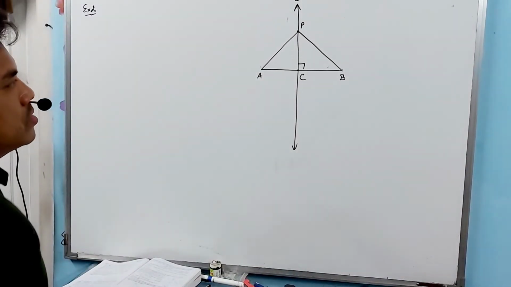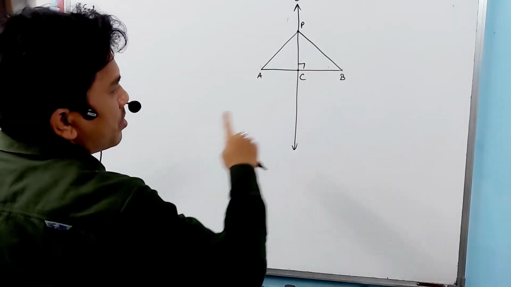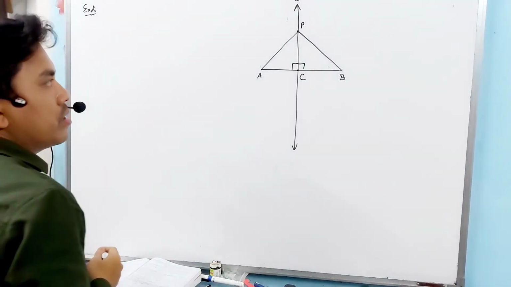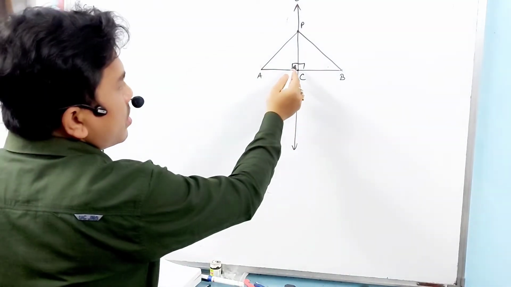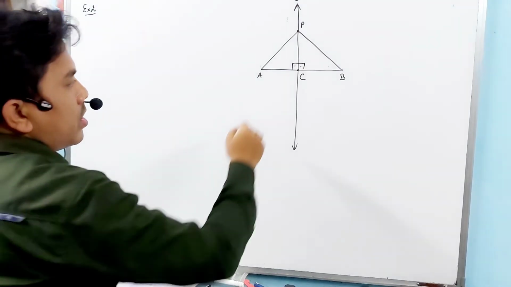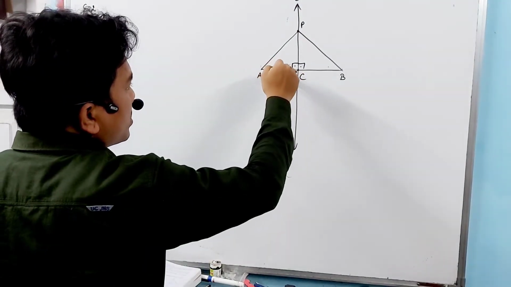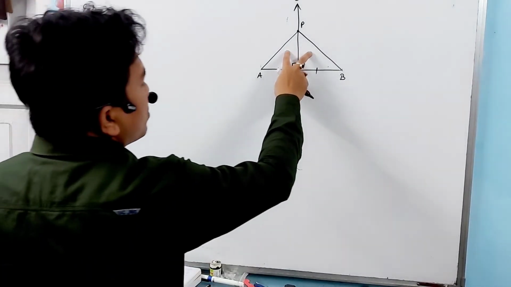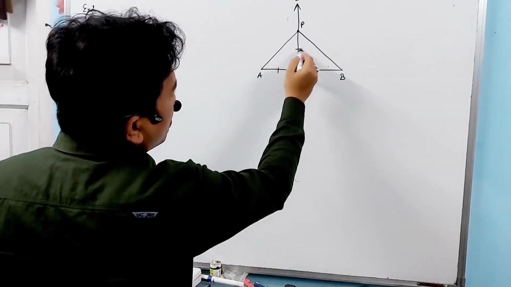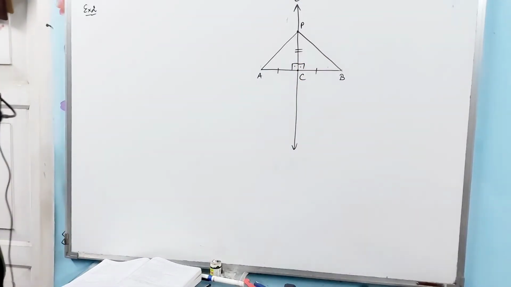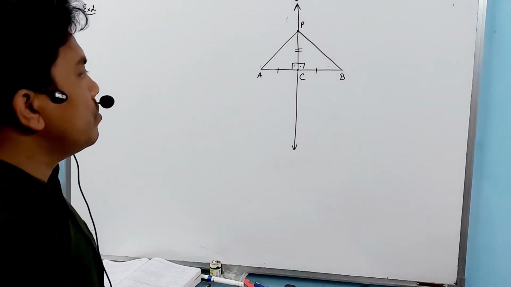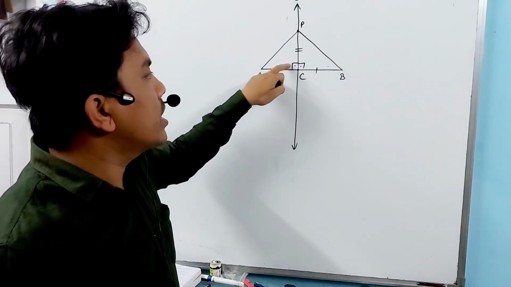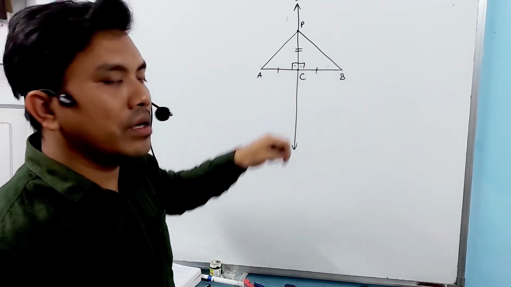Now, since L is the perpendicular bisector of AB, then we can say that both the angles are 90 degrees. Since L is perpendicular to AB, this angle and this angle will be equal. And since it is bisecting also, we can say that AC will be equal to BC. Now in both these triangles, we have a common side also. The common side is what? CP. Common side is CP. So we can say that both the triangles are congruent by side, angle, side, SAS.